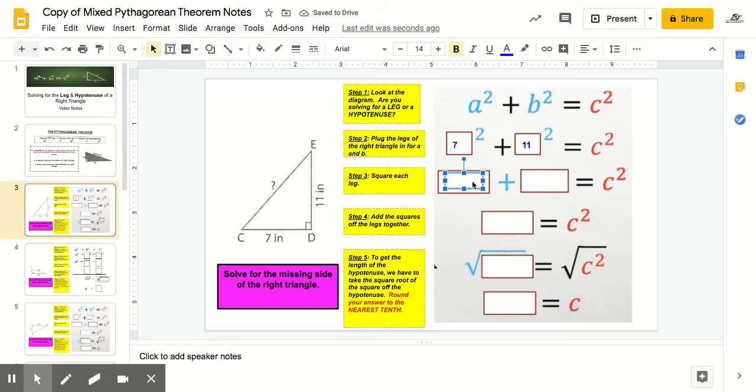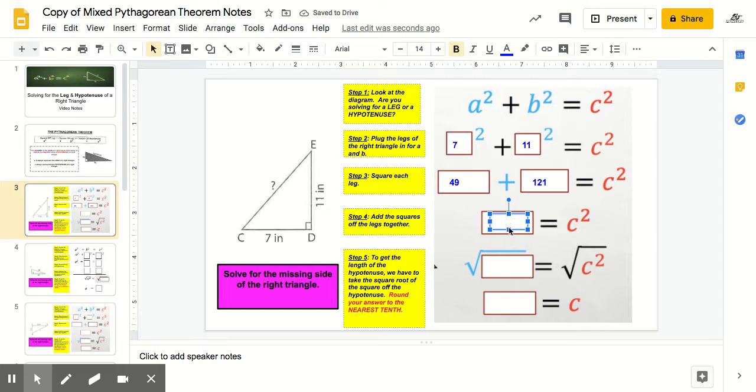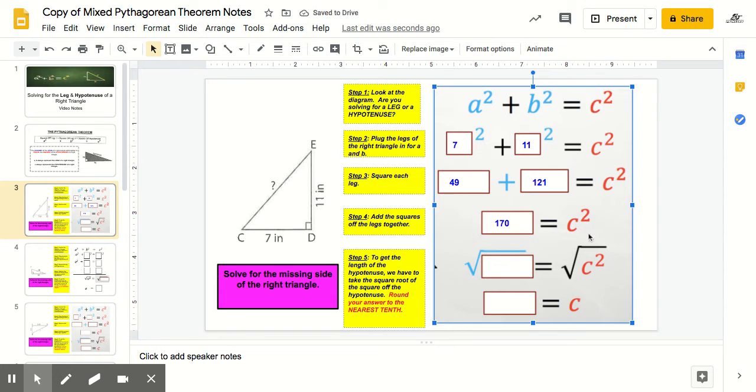Step 3 is to square each of those legs. So 7 squared is equal to 49 and 11 squared is equal to 121. Okay, I'm then going to add these two legs squared together. Oops, it's supposed to be 49. Okay, 49 plus 121 is 170. Okay, so now I have 170 is equal to c squared.